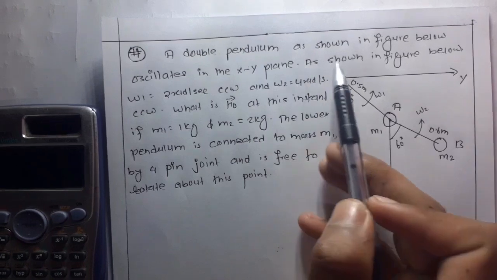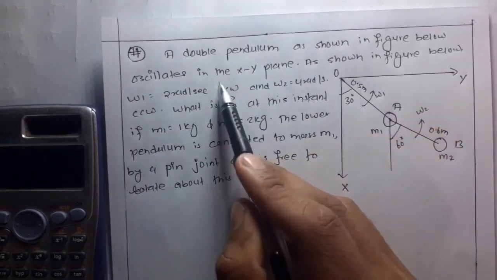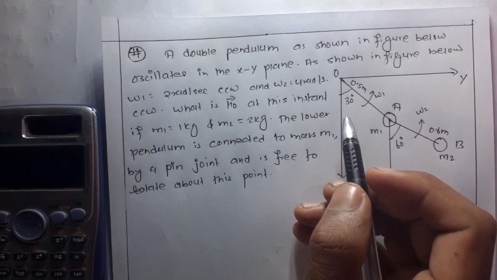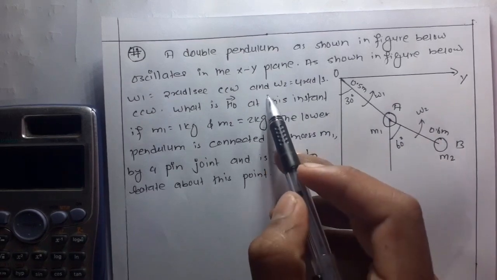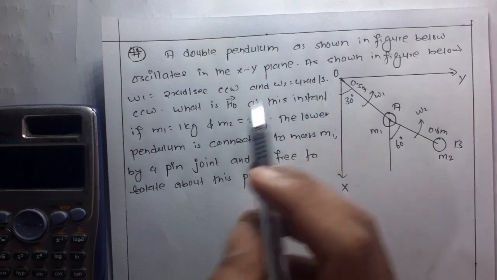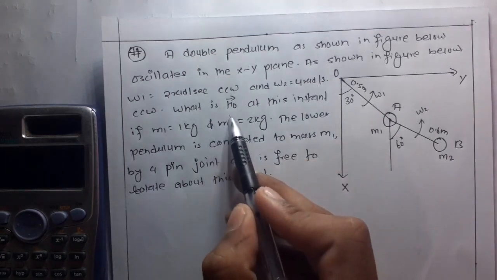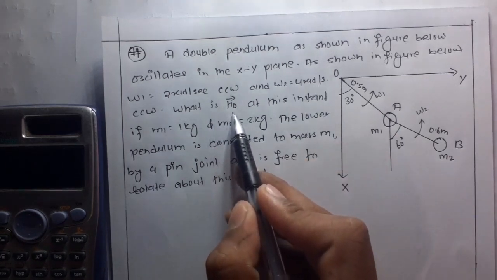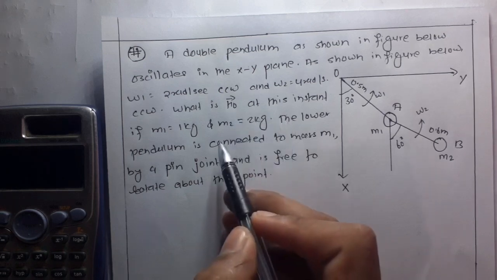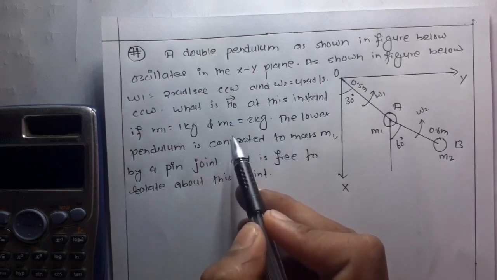A double pendulum as shown in the figure below oscillates in the xy plane. As shown, omega 1 is equal to 2 rad per second CCW, that means counterclockwise direction, and omega 2 is equal to 4 rad per second CCW, counterclockwise direction. And what is H naught, that means angular momentum at this instant, if m1 is equal to 1 kg and m2 is equal to 2 kg.